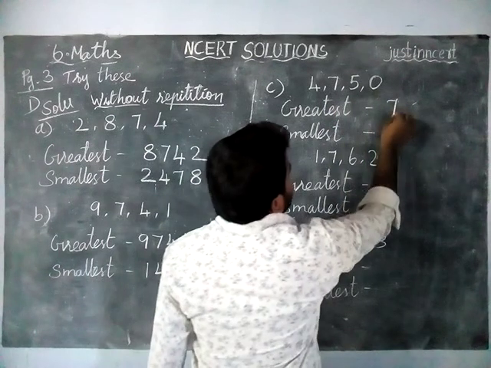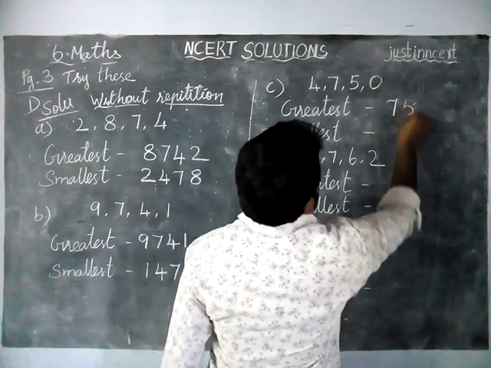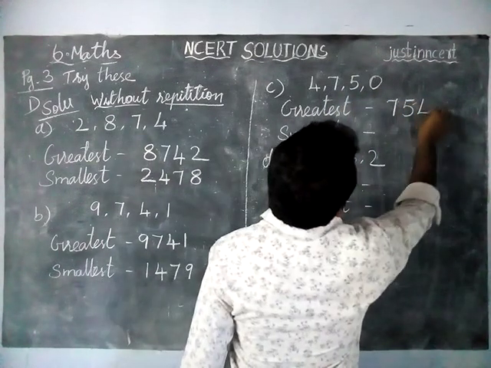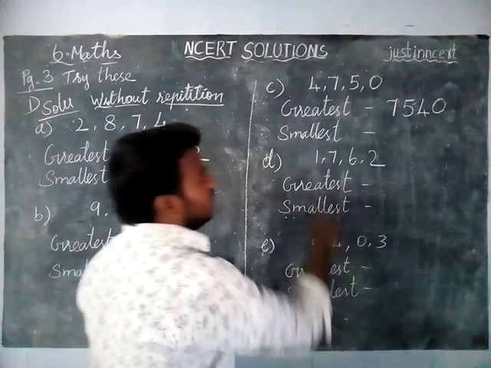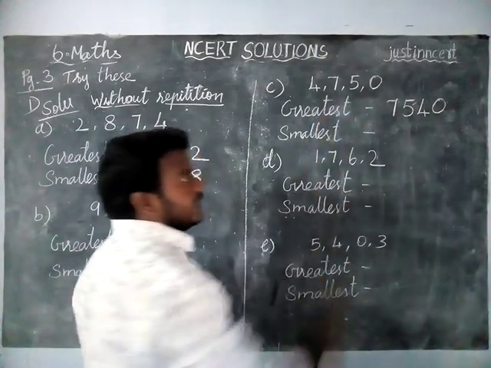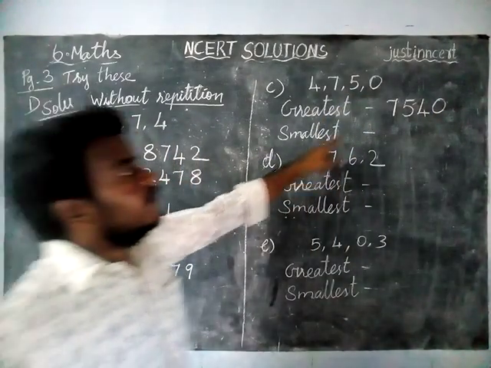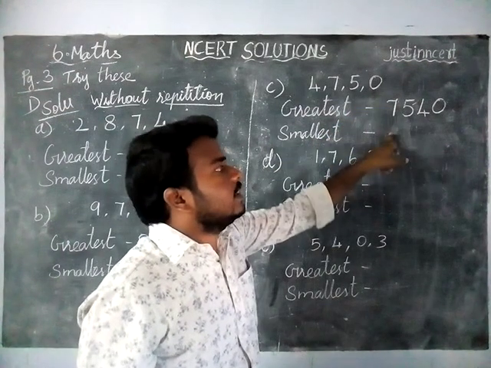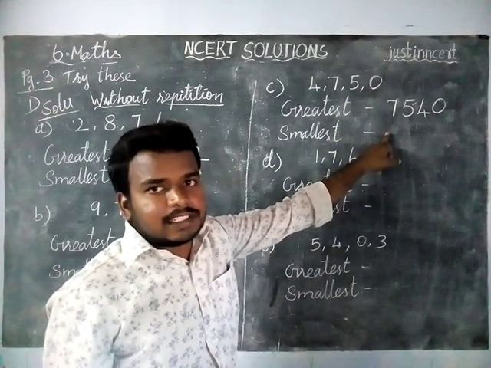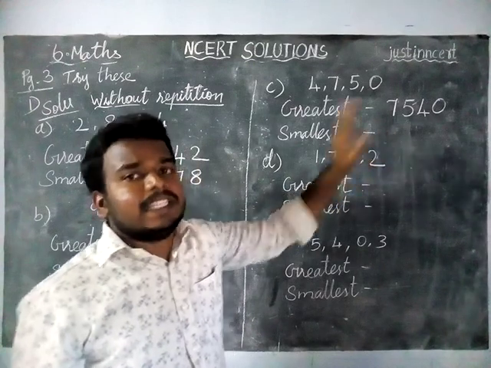Next, option C. By using these 4 digits we can make the greatest number: the greatest digit is 7, next 5, next 4 and last 0. Next, the smallest number. Listen carefully: when 0 is given, we cannot write this 0 at the first place. If we write 0 at the first place, it will become a 3 digit number.